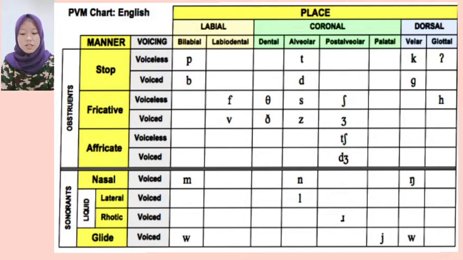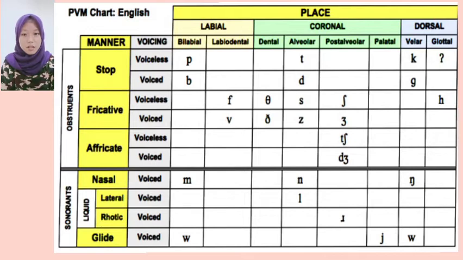Mostly in English, consonants can be classified using 3 articulatory parameters. The first one is voicing. Voicing is divided into 2 parts. It is voiceless and voiced. And the second one is place of articulation. It is divided into labial, coronal, and dorsal. And the last one is manner of articulation.